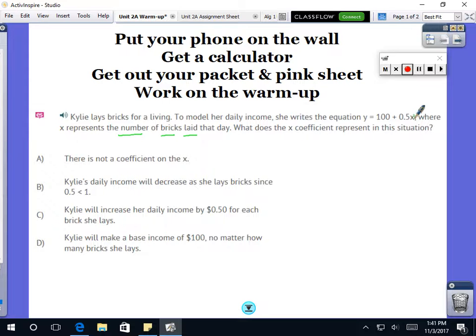So what is the coefficient of x? 0.5. Remember, the coefficient is the number beside the variable. And what do you think that number represents if x is the number of bricks laid per day? 50 cents per brick that she lays. Okay, she gets 50 cents per brick that she lays.